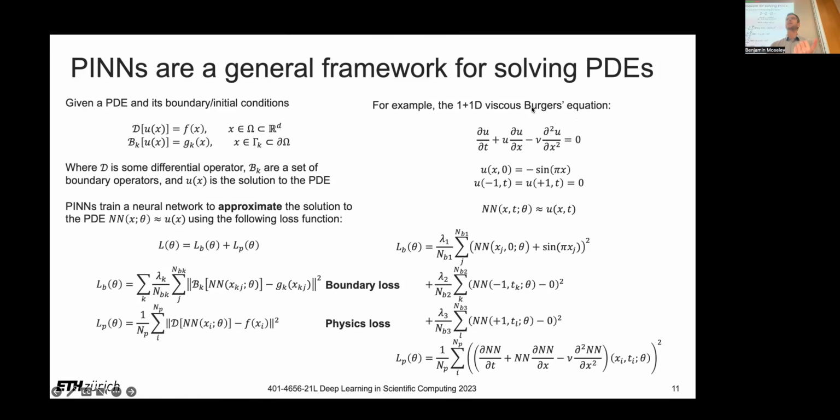And so the Burger's equation is really important for modeling fluid flow. And in particular, this is the viscous Burger's equation. So the fluid has some viscosity to it. And V here is the viscosity parameter, how viscous is the fluid. And U here just represents the speed of the fluid itself as a function of space and time.